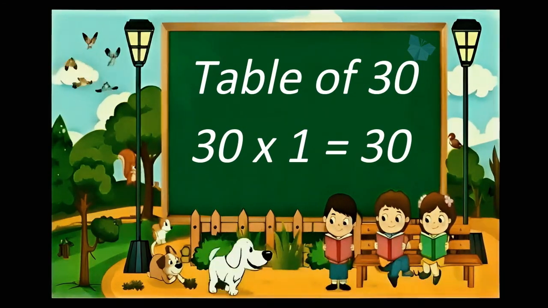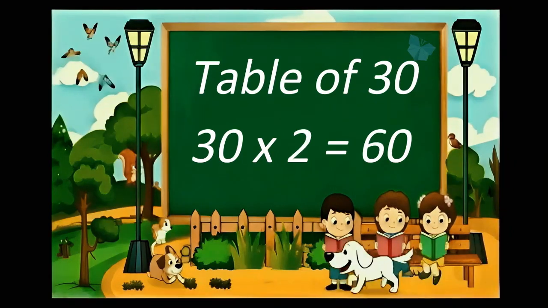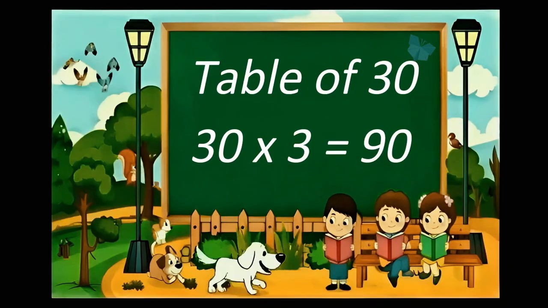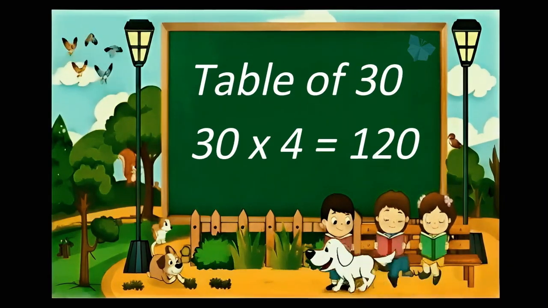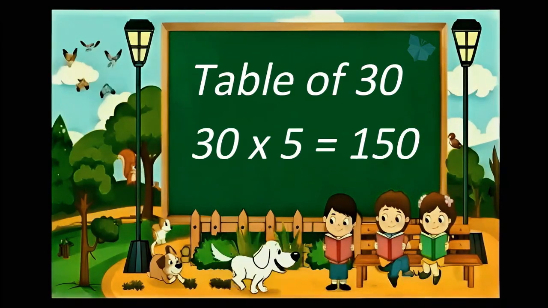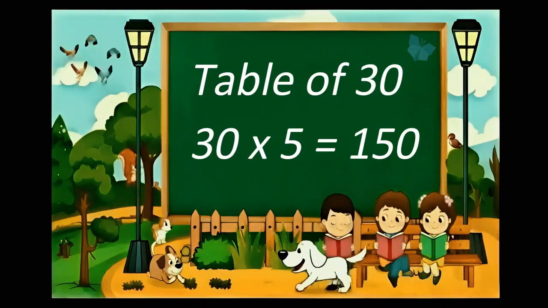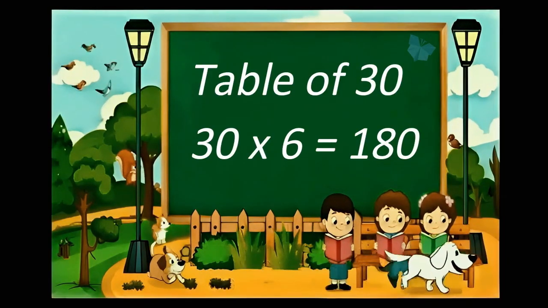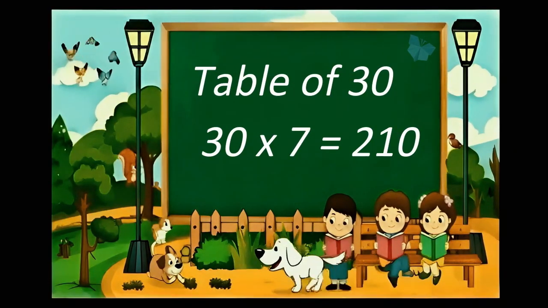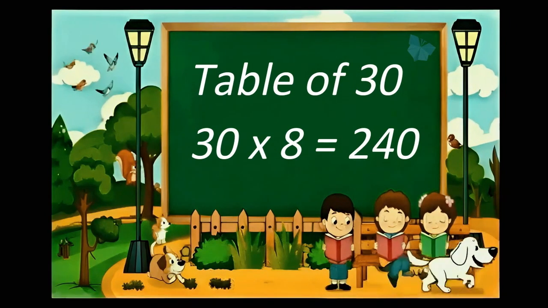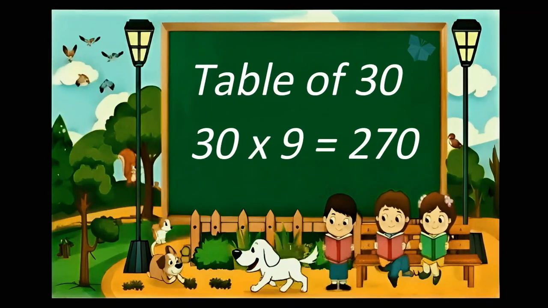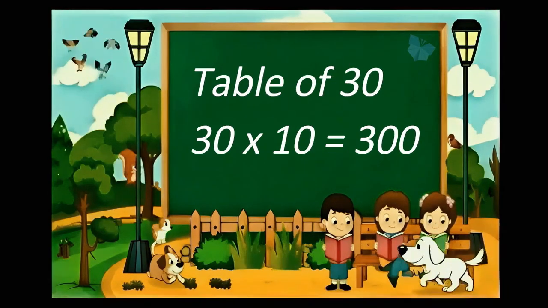30 ones are 30. 30 twos are 60. 30 threes are 90. 30 fours are 120. 30 fives are 150. 30 sixes are 180. 30 sevens are 210. 30 eights are 240. 30 nines are 270. 30 tens are 300.